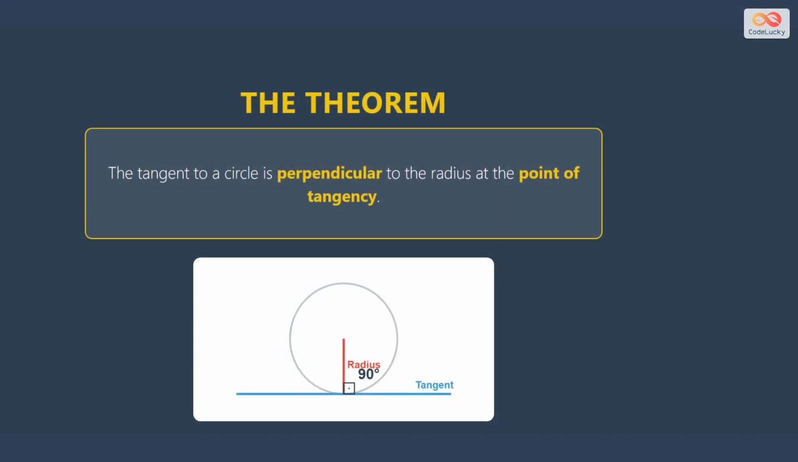Here is the main theorem we are learning today. It states that the tangent to a circle is perpendicular to the radius at the point of tangency. This means they form a perfect 90-degree angle.